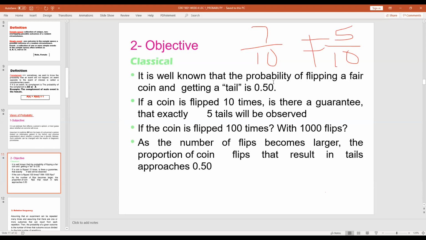But you know what? In the long run, when I continue to have a good number of trials, the experimental probability will actually converge to the theoretical probability. So like I said, the experimental probability will converge to the theoretical probability. That is why, if a coin is flipped 10 times, there is no guarantee that exactly 5 heads will be observed. But if you flip it many times, then at the end of the day, the probability of a side showing up will converge to the theoretical 0.5, that is 1 over 2.